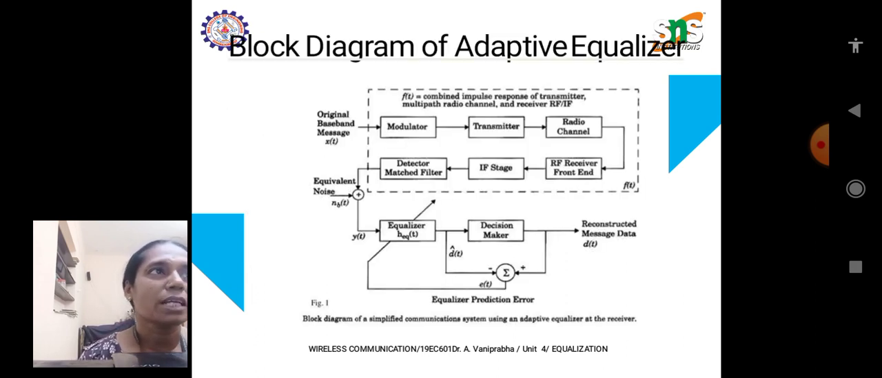This is the block diagram of the adaptive equalizer, a detailed drawing. The original signal is modulated using the modulator and then transmitted to the transmitter, from where it is sent to the radio channel. It is then given to the receiver front end, the IF stage is added, and finally the filter. Next, at the receiving end, after the equalization process is over, the decision maker output is summed up with the algorithm and the reconstructed original signal is achieved at the receiver end.